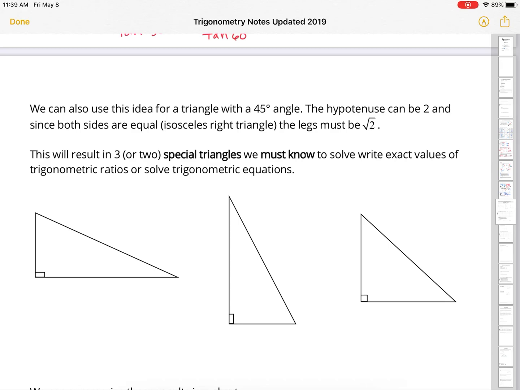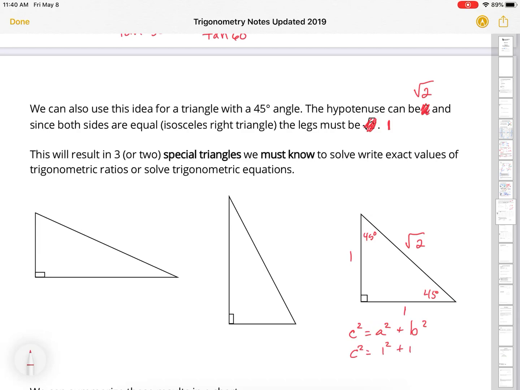So we can also use this idea for a 45-degree angle. So let's take a look at that. With a 45-degree angle, so that would be here. The hypotenuse, and I'm going to change this because I actually say that the hypotenuse would be 2 and both sides would be 1, okay? Because I prefer to use those values when I'm doing my exact values, okay? So when I do that, this would be my 45-degree angle triangle. So my hypotenuse is root 2 and each side is 1.